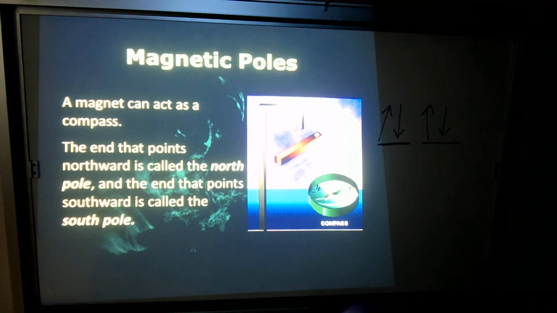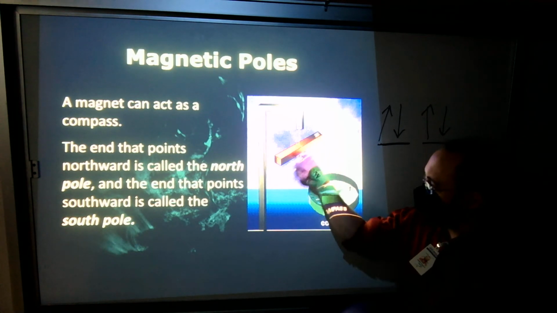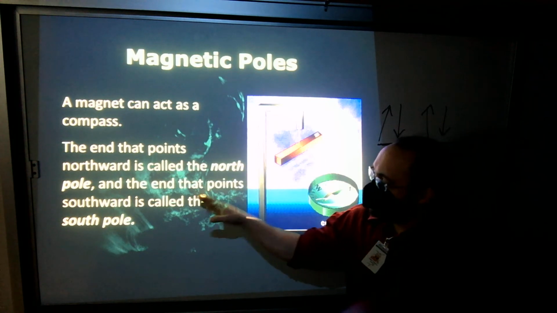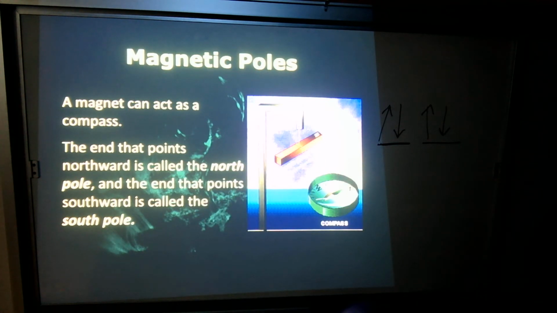Now I know magnets have poles, so the north pole of the magnet and the south pole of the magnet. The end that points northward is called the north pole, the end that points southward is called the south pole. Seems real basic. The poles type thing and the way the compasses work gets a little weird in a minute. So stay tuned.